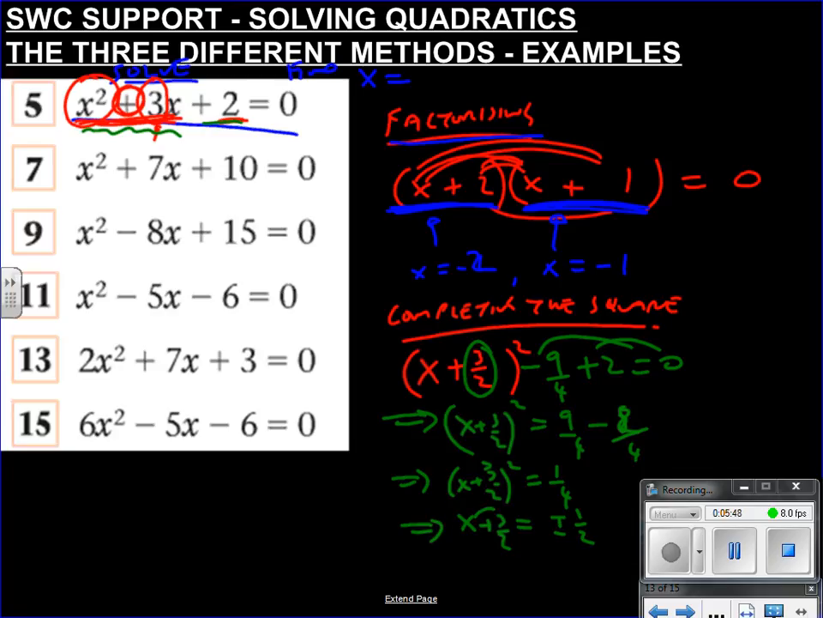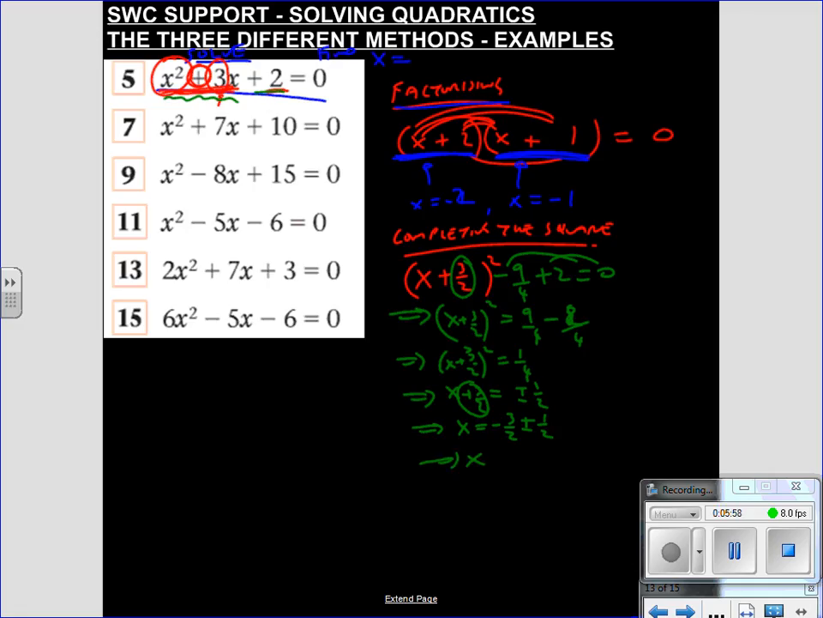And now all I've got left to get x by itself is that 3 over 2 here. So x equals minus 3 over 2 plus or minus a half. And then we get minus 3 over 2 plus a half is minus 2 over 2, which is minus 1. And minus 3 over 2 minus a half becomes minus 4 over 2, which is minus 2. So we get what we started with.